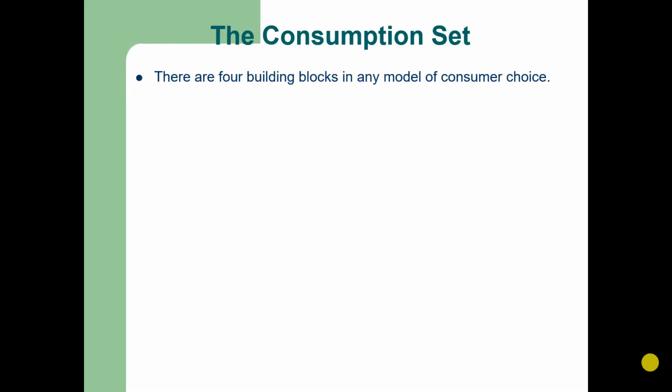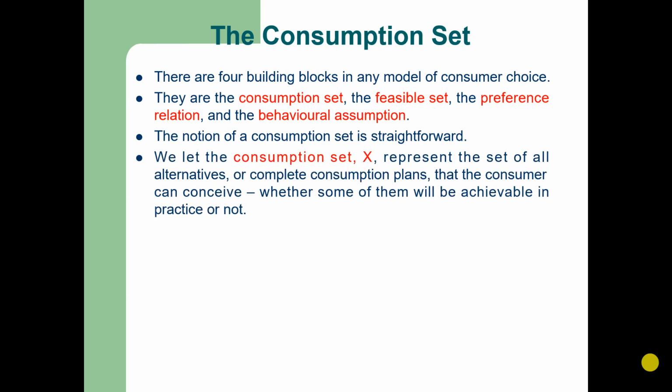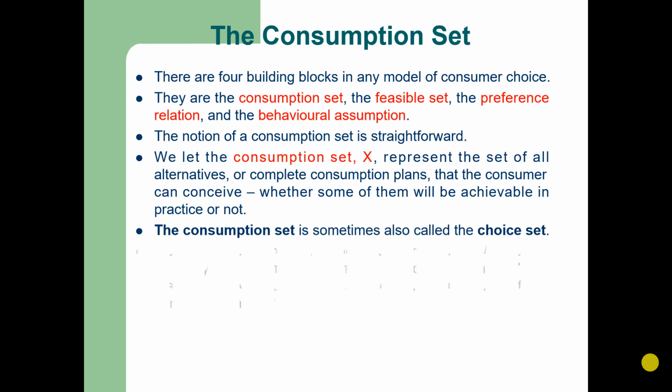But before that, let me remind you that there are four basic building blocks in any model of consumer choice. And these are the consumption set, the feasible set, the preference relation, and the behavioral assumption. The notion of a consumption set is straightforward. We let the consumption set X represent the set of all alternatives or complete consumption plans that the consumer can conceive, whether some of them will be achievable in practice or not. The consumption set is also called the choice set.